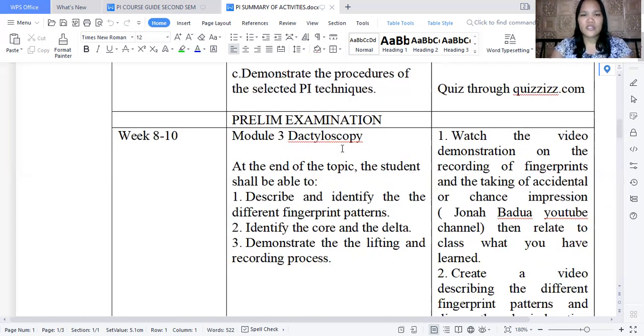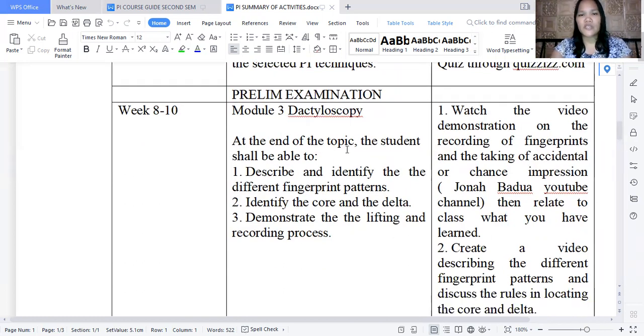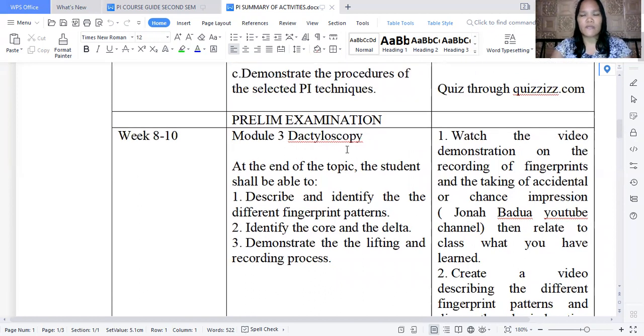So these are the different topics that will be under module 3. For your activities, you will watch the video demonstration on the recording of fingerprints and the taking of accidental or chance impressions. If you want to browse, you can visit my YouTube channel and then relate to class what you have learned.